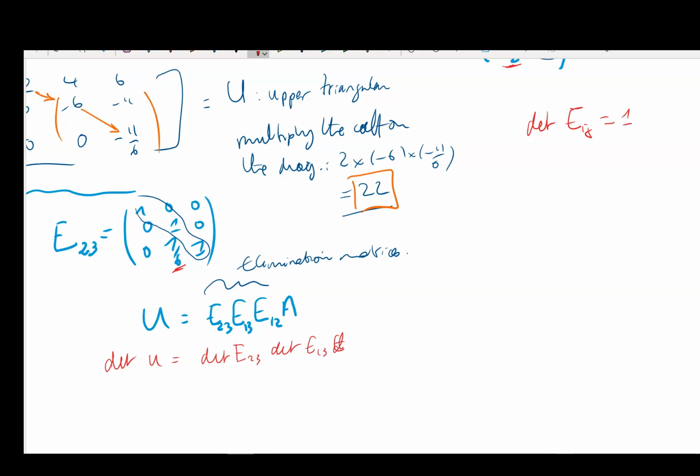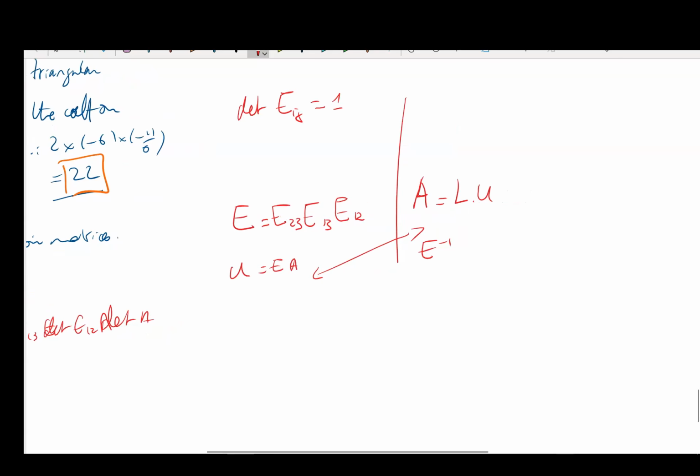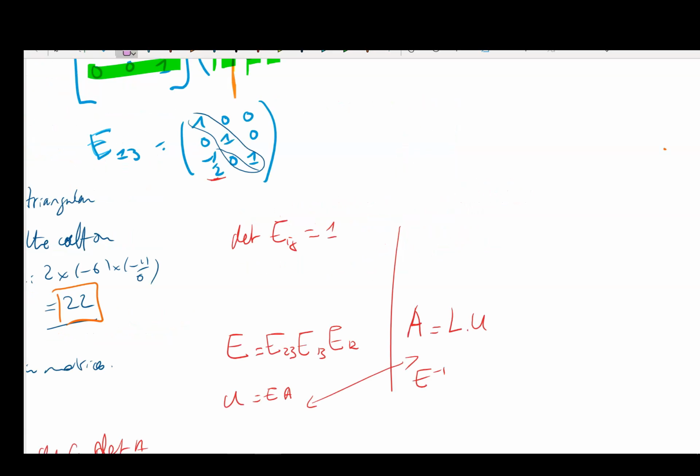What I want to write now is a decomposition of A as some matrix L times U. The matrix L that I would get from this would be the E minus 1. So let's have a look at what this E minus 1 is going to be. Take, for instance, this E13 that kept the first row intact, the second row intact, and for the third row, I subtracted 1/2 of row 1. What would be the contrary of subtracting 1/2 of row 1? It would just be adding 1/2 of row 1.